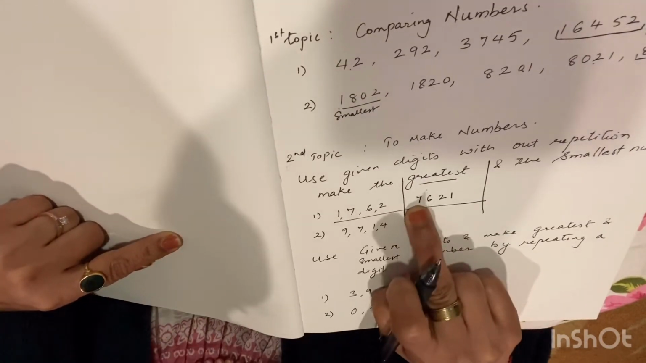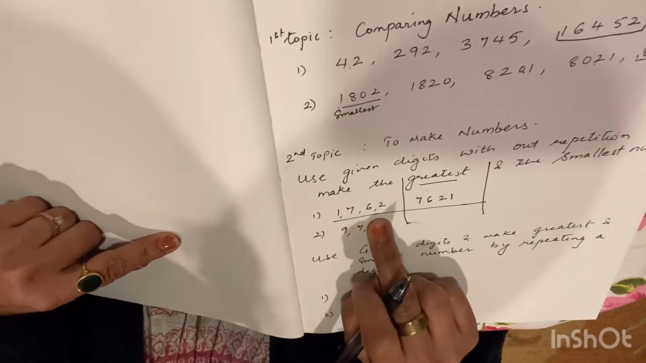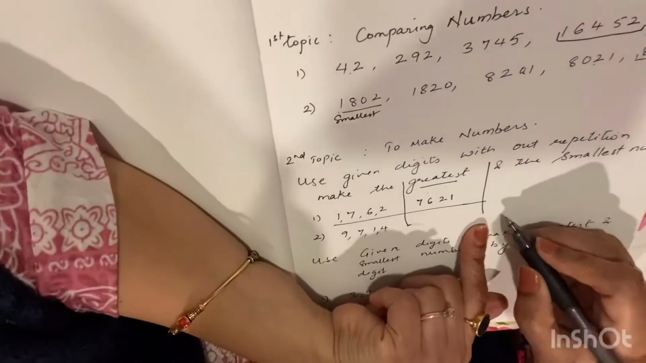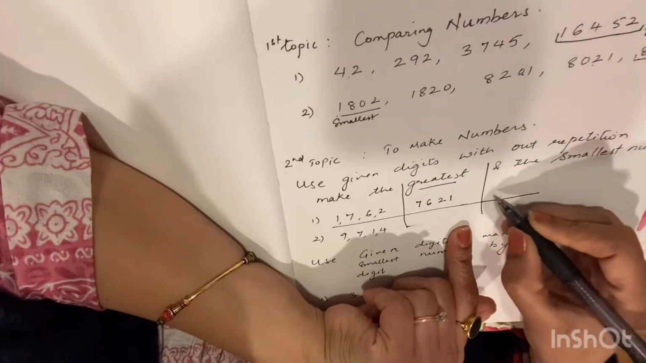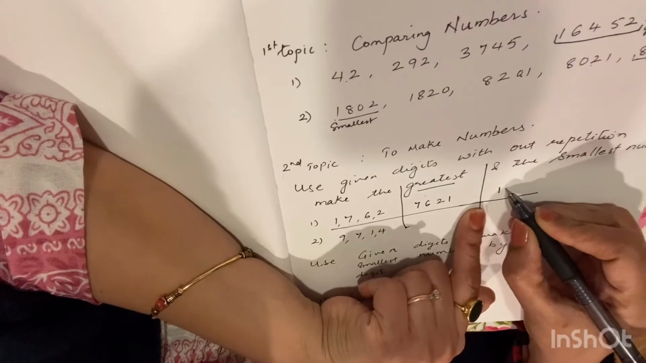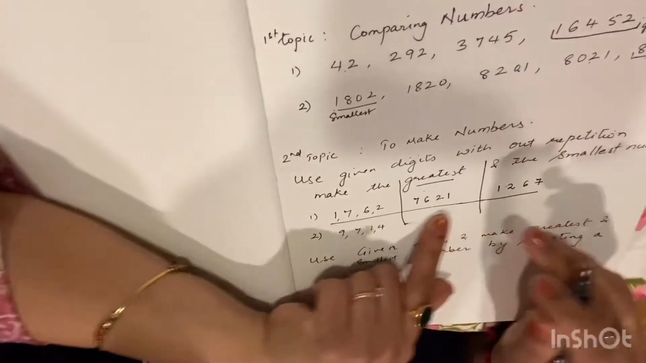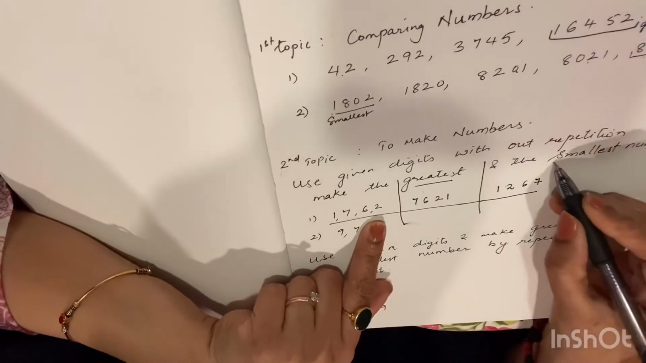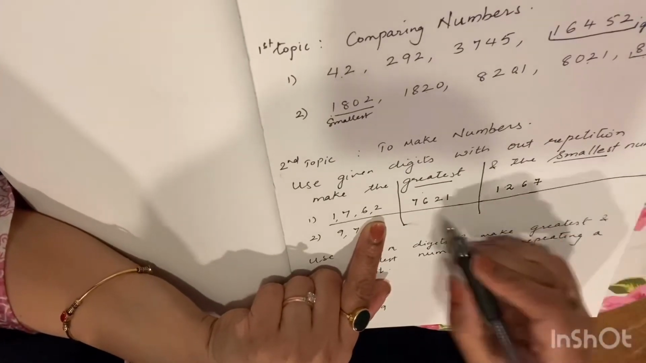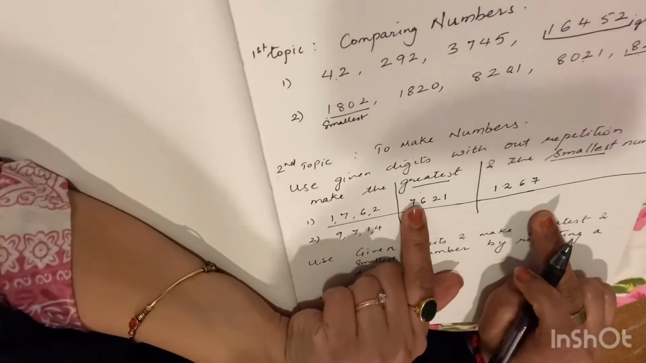Because this is the largest, and we can see this is the greatest number which can be formed out of these 4 given digits. Now if I have to make the smallest, again it is very simple: first we have to write the smallest number, and then I will write the little larger number, that is 2, and then 6, and then 7. So out of these 4 digits, this is the smallest which can be formed, and this one is the largest which can be formed.